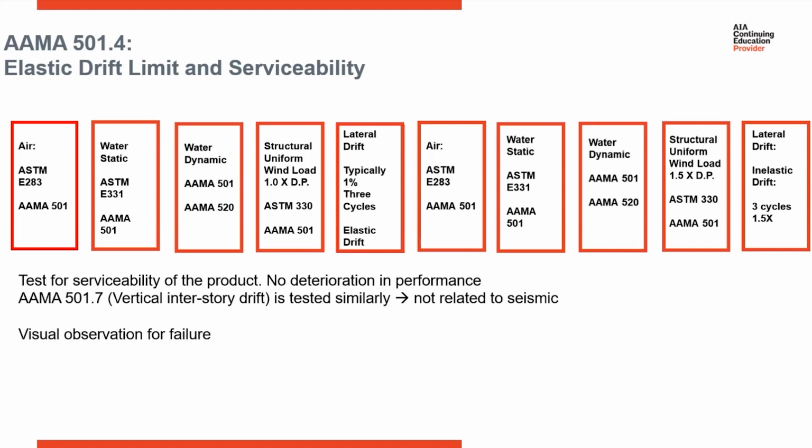AAMA 501.7, which is vertical live load deflection, has a similar test, where instead of doing that elastic 1% drift, you will replace that with your live load deflection movement. And with the inelastic drift, after that test, you're just looking for visible failure. You're not testing air and water again. You're just looking to make sure that there's no visible damage to the system.